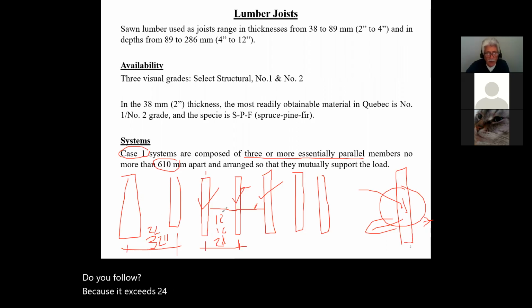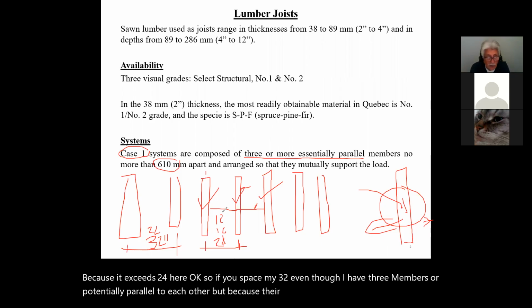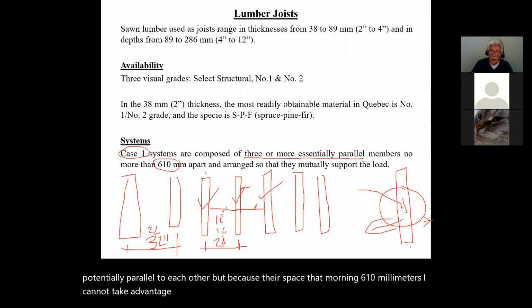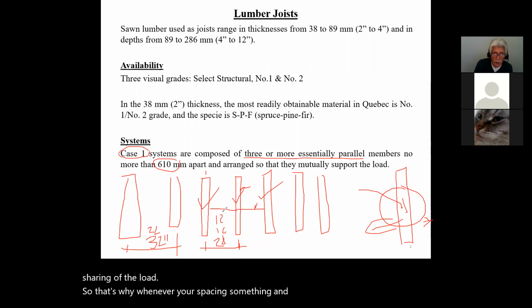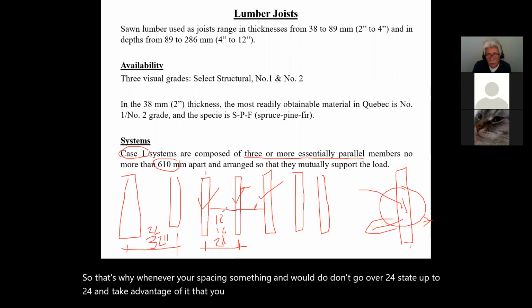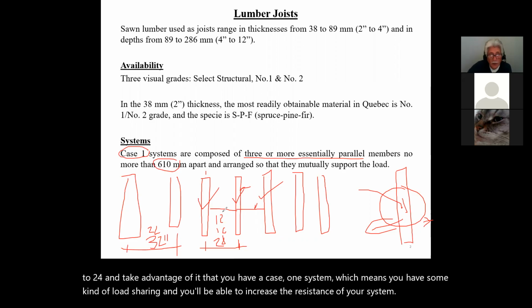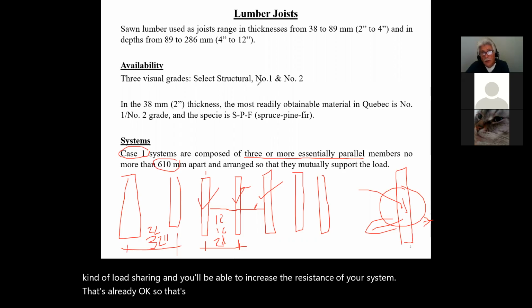So if you space them at 32, even though I have 3 members that are essentially parallel to each other, because they're spaced at more than 610 millimeters, I cannot take advantage of a case 1 system. In other words, there will be no more mutual sharing of the load. So whenever you're spacing something in wood, don't go over 24. Stay up to 24 and take advantage of having a case 1 system, which means you'll have some kind of load sharing and you'll be able to increase the resistance of your system. That's all it is. So that's the case 1.